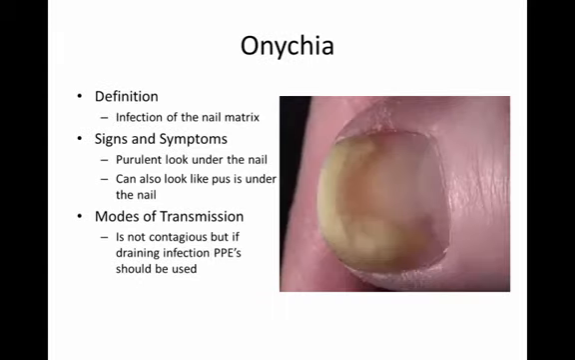An onychia is an infection of the nail matrix. Signs and symptoms of an onychia include a purulent look underneath the nail. It can also look like pus underneath the nail. Onychias are not contagious, but if draining is occurring, personal protective equipment should be used.